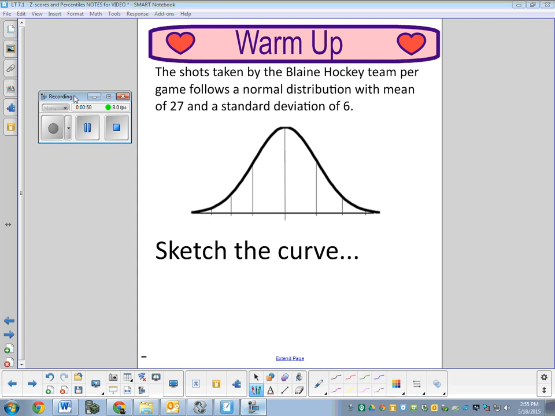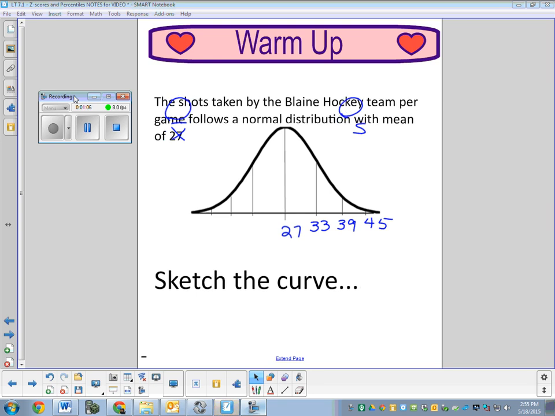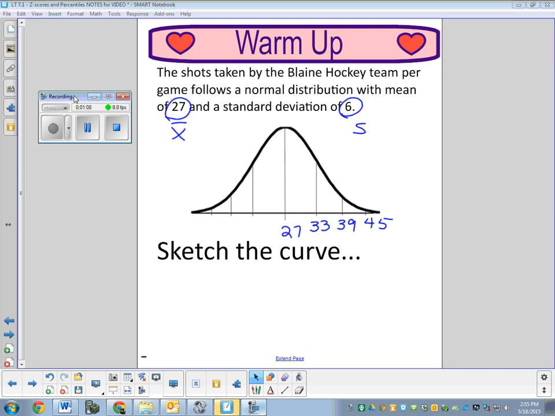So the mean always goes in the middle. You've got 27 and a standard deviation of 6. That's what we're going to count by. So up by 6 gives us 33, 39, and 45. And with that, we want to include our z-scores. They are 1, 2, and 3 with our mean in the middle. And then counting down gives us 21, 15, and 9. That would be -1, -2, -3. So this is what we learned yesterday.